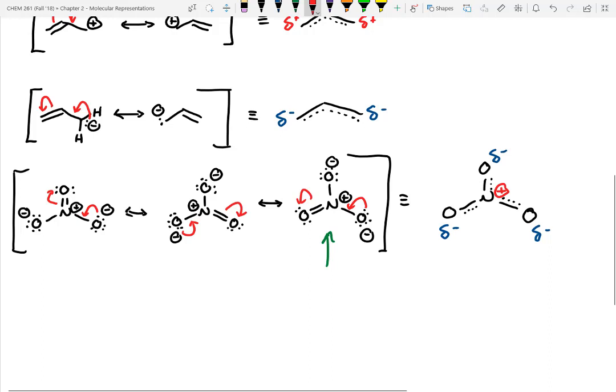Make sense? Yeah. So I saw that some people draw like a curved line. Yeah, some books might show just a regular solid curved line. I don't like doing that because that implies a double bond. I like the dashed line to indicate it's not a true double bond. It's kind of in between.